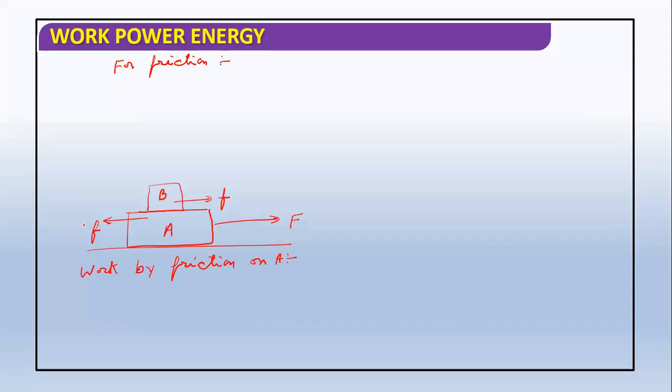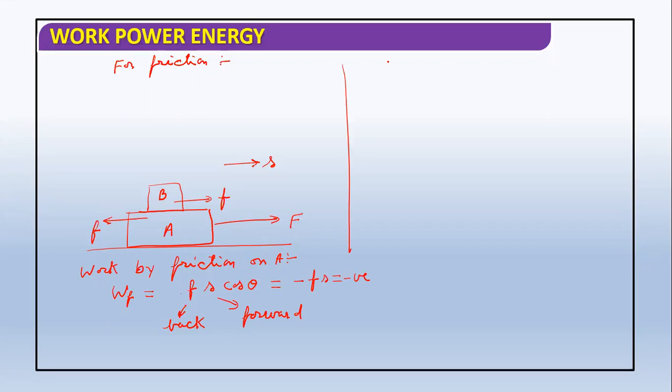On A, the friction is in the backward direction, and the movement is in the forward direction, so displacement is forward. So friction is backward, displacement is forward. So how much is the work done by friction? Friction is opposite, backward. So F into S, this is backward and this is forward. So we write cos theta, so we have to write minus Fs, so that is negative, on A.